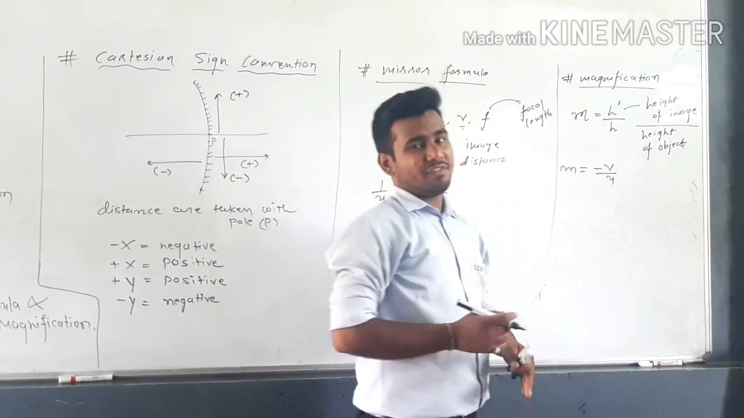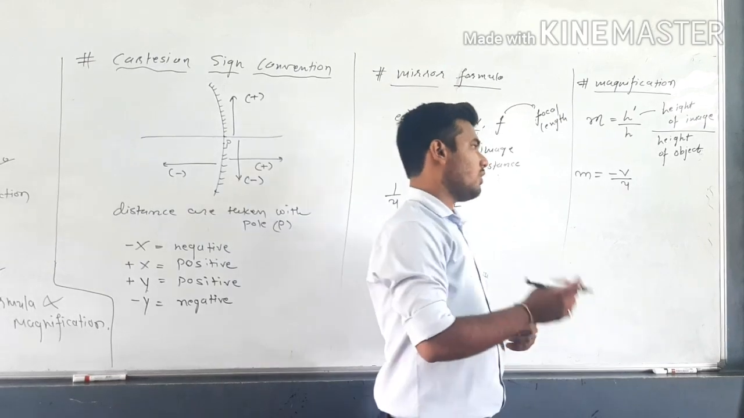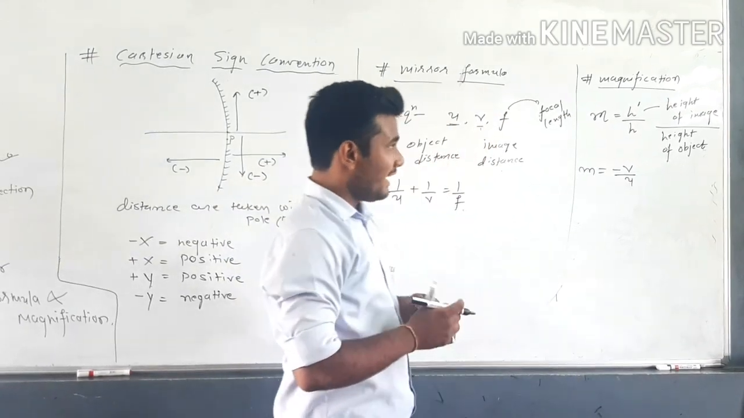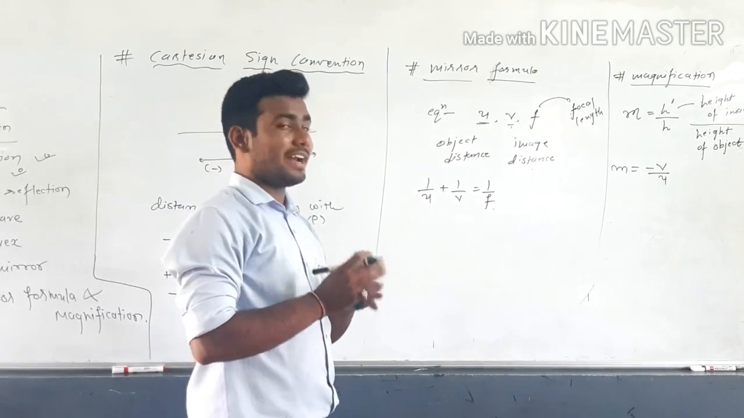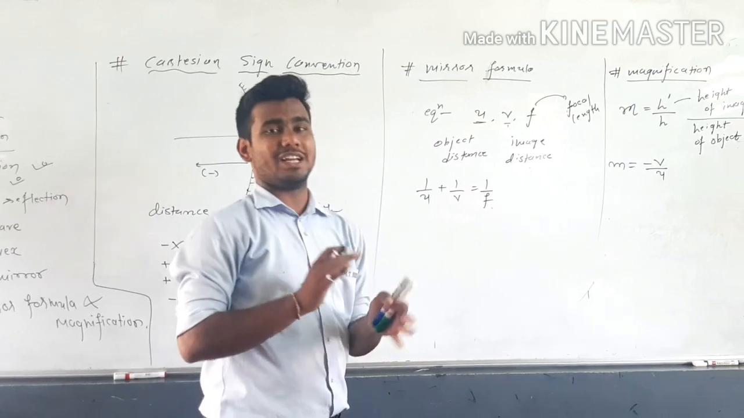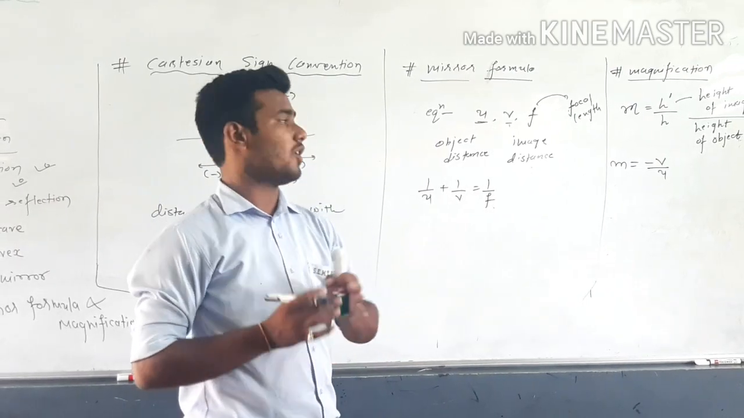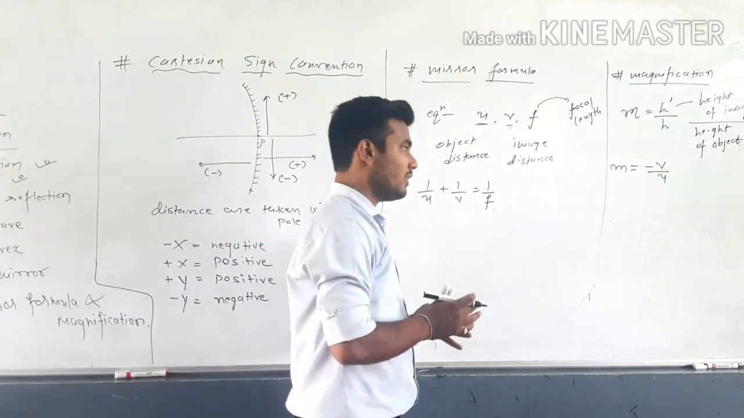More detail about magnification is also provided in the previous video, so you can go through it and understand. In the next session, at last we will discuss magnification in mirror and magnification in lens, how it is different, and we will also understand the table of it. You can go throughout the table also, right?